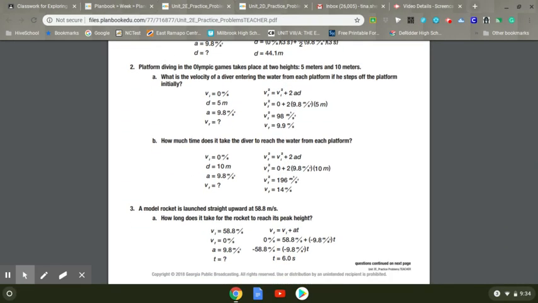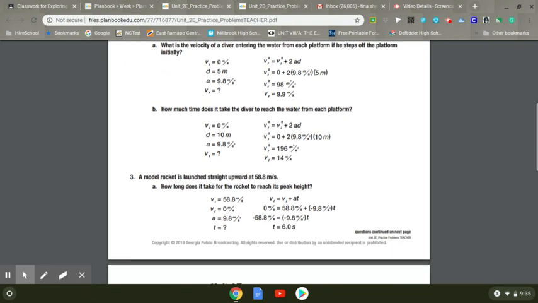Question 2 says platform diving in the Olympic Games takes place at two heights, 5 meters and 10 meters. What is the velocity of the diver entering the water from each platform if he steps off the platform initially? And so they give you the problem and the calculation. So you use 5 meters, you get 9.9 meters per second. And then if you use 10 meters, you're going to get your 14 meters per second.